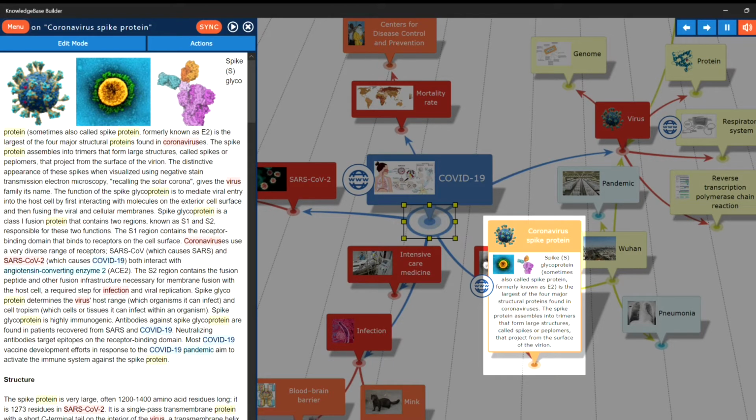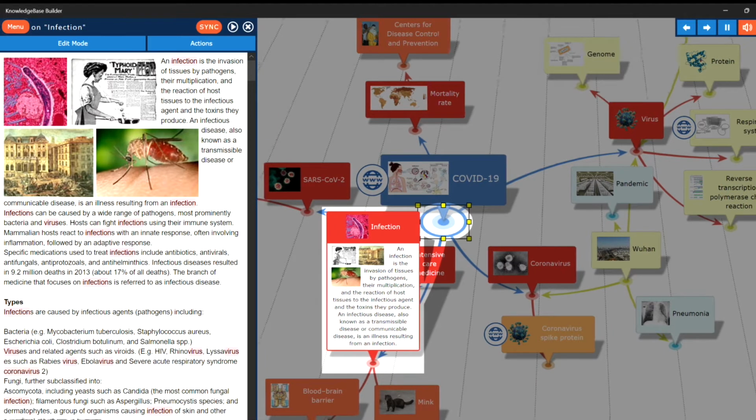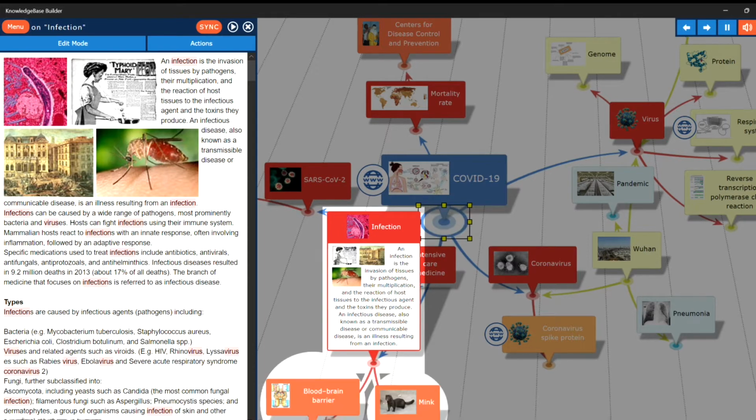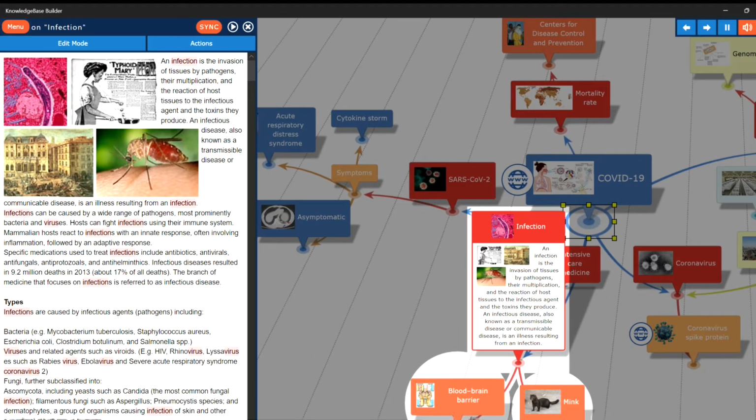Infection. An infection is the invasion of tissues by pathogens, their multiplication, and the reaction of host tissues to the infectious agent and the toxins they produce. An infectious disease, also known as a transmissible disease or communicable disease, is an illness resulting from an infection. The topic infection in overview.